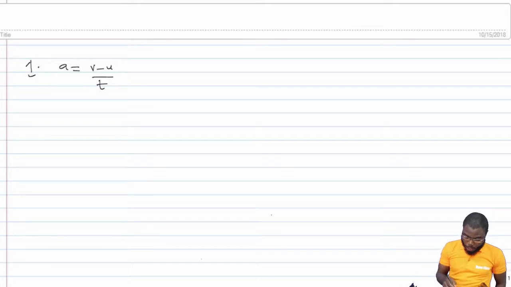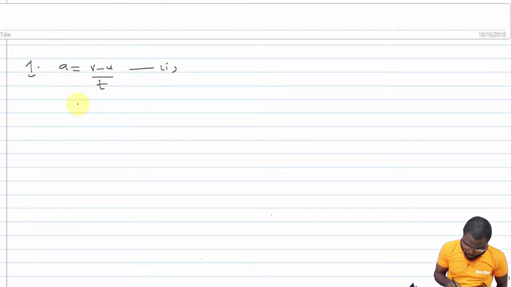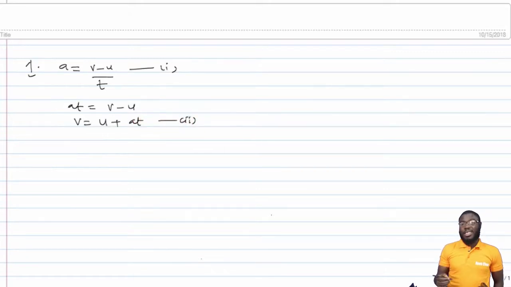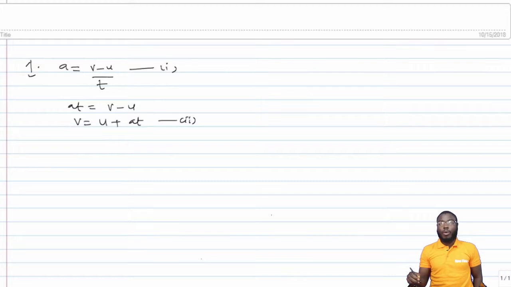Okay, so from here, if I call this equation 1, you will agree with me that if you multiply A and T, you have AT, which is equal to V minus U. No confusion yet. Then you have V equals U plus AT. I can call this equation 2, even if it's just a simple derivation from equation 1.